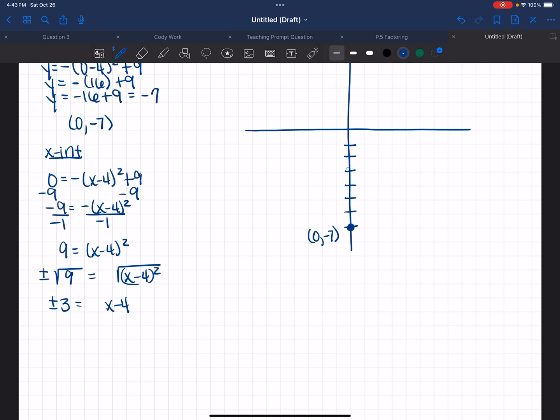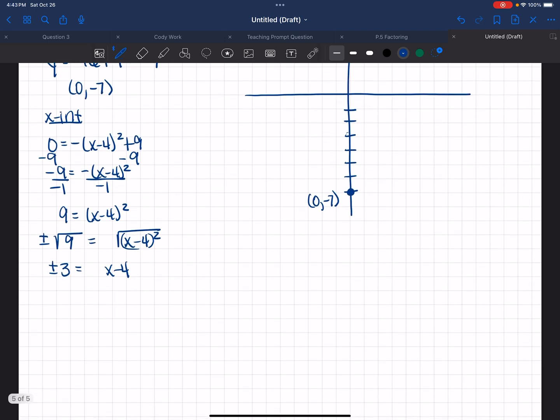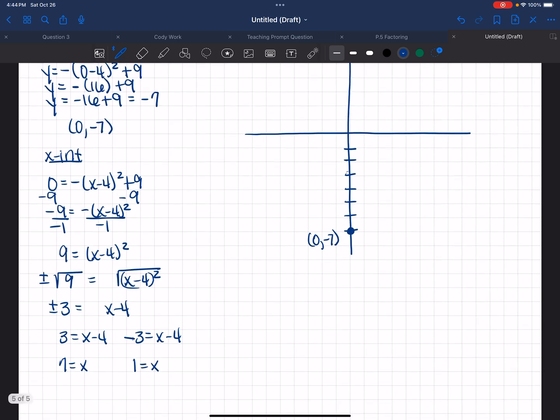That means, once again, I am getting very similar x-intercepts as we did in question 4. So I have 3 equals x minus 4, or I have negative 3 equals x minus 4. That's going to be 7 equals x, or that's going to be 1 equals x. So I've got x equals 7, 1, 2, 3, 4, 5, 6, 7, and I have x equals 1.